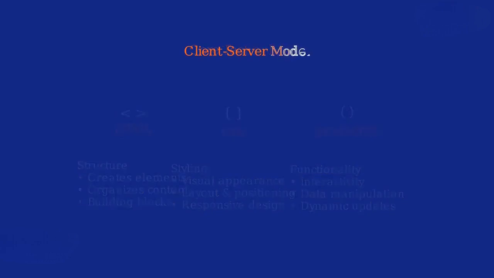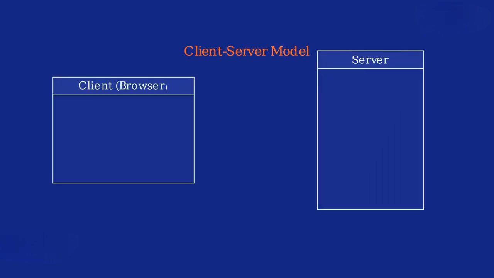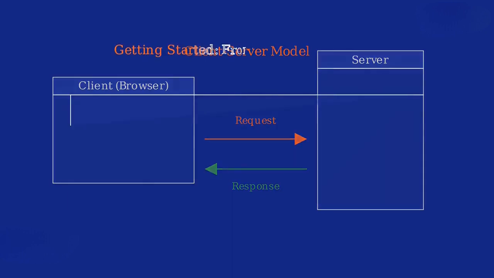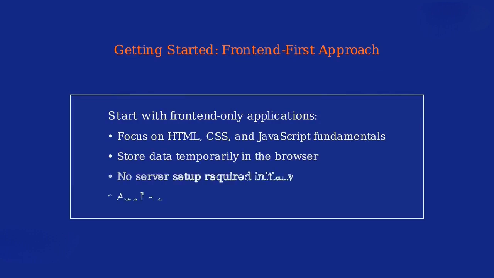Web apps operate on a client-server model. The client, typically a web browser, sends requests to the server. The server processes these requests and sends back data, which the browser then displays to the user. For beginners, it's best to start with a front-end only approach.